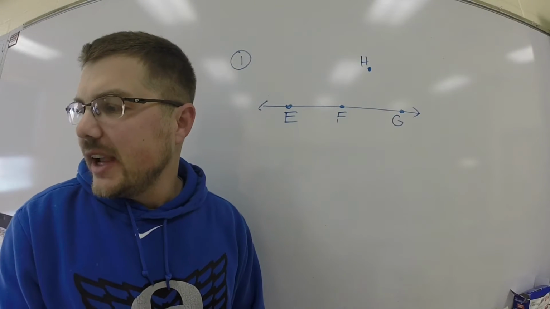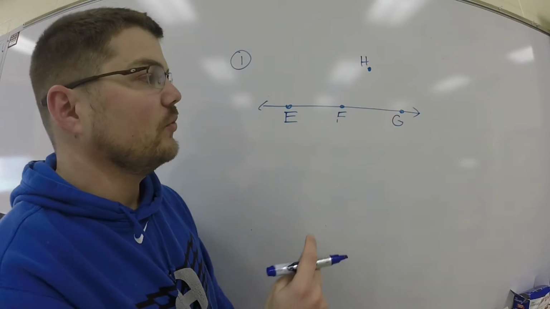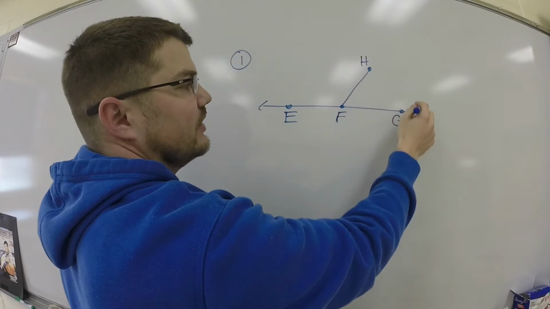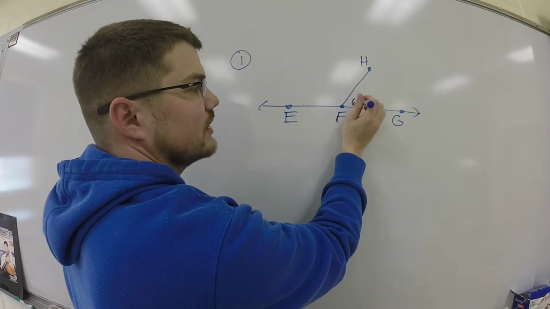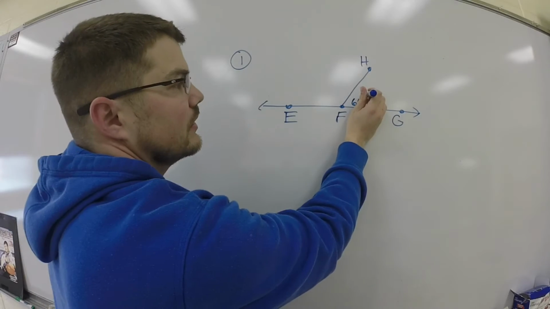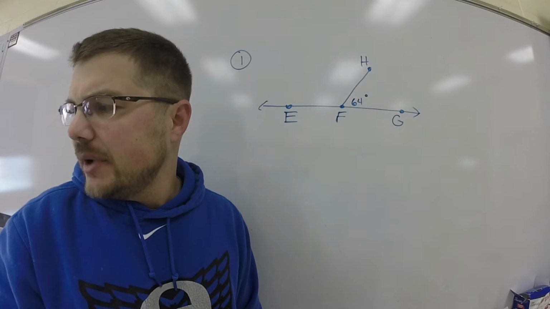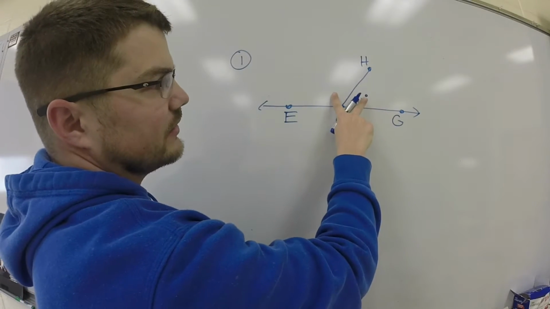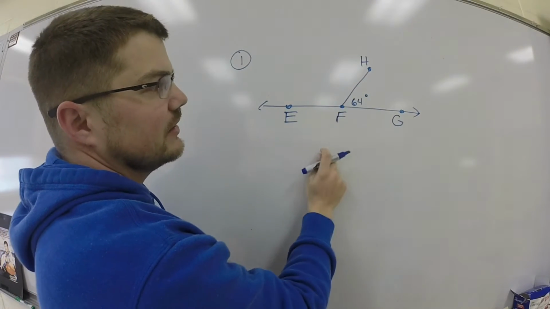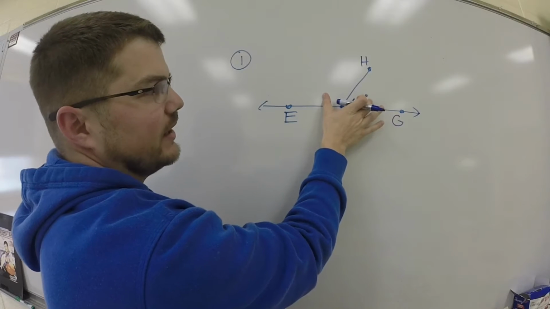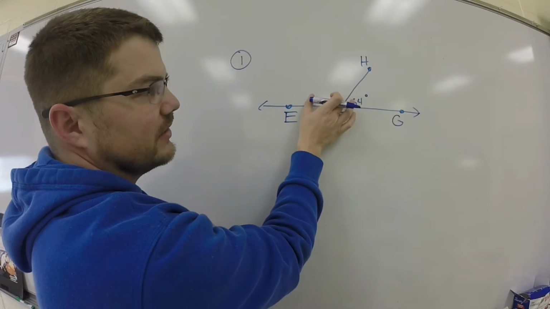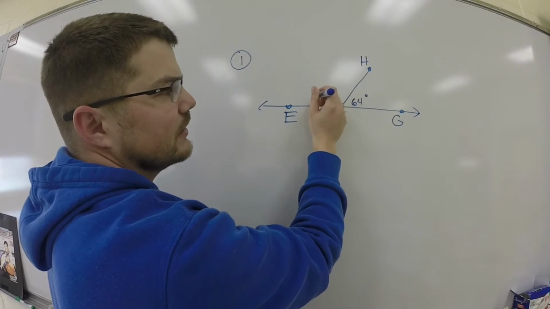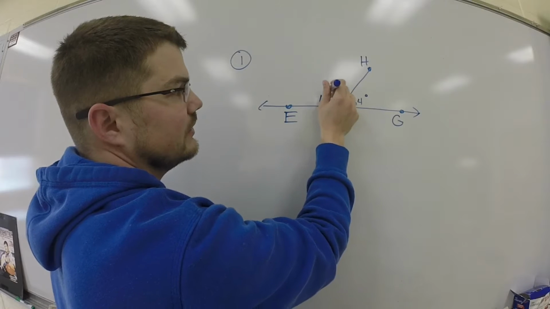And it says the measure of angle GFH is 64. So angle GFH is 64. What is the measure of angle EFH? So these are supplementary angles. They're on a straight line. And so these two angles are going to add to 180. And so to find this missing angle, we'll say 180 minus the 64. And that gives us 116.